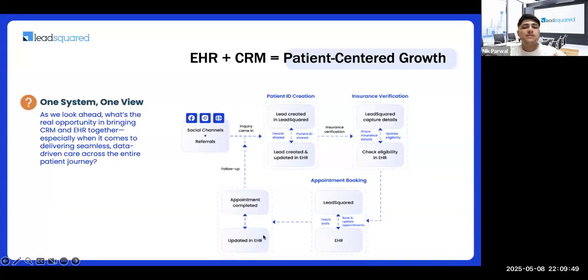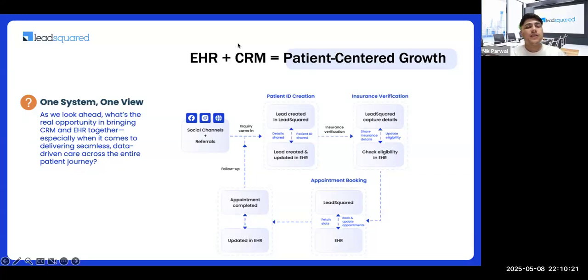And then we capture the outcomes of that appointment, right? Was the appointment completed, did it not get completed, or did it get rescheduled? We can always put them back into that follow-up loop or follow-up process. And we're tracking data at every step of the way. So one system, one view, technically, is what we are trying to achieve for every practice, right?